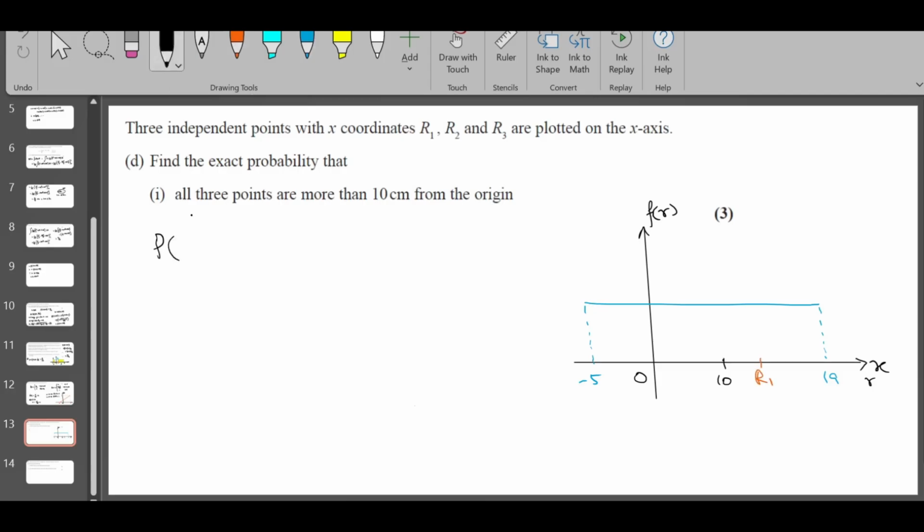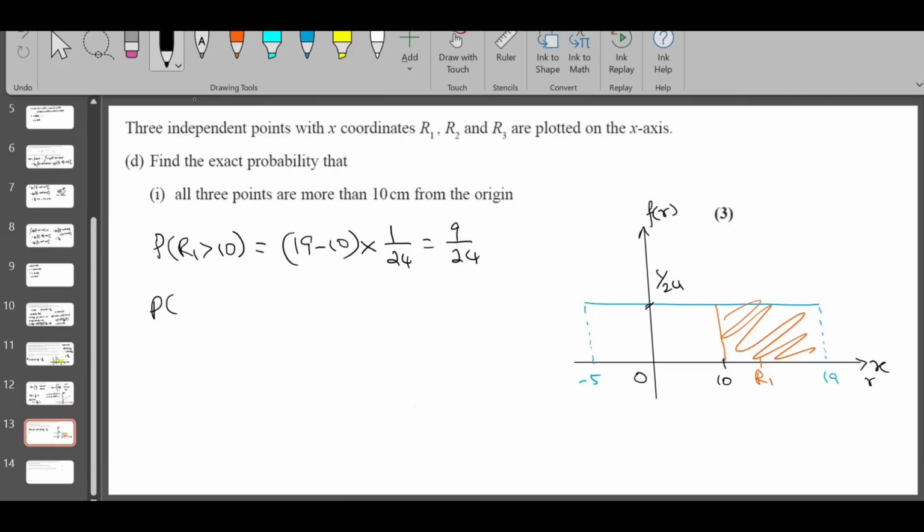So P of R1 is greater than 10. To find the probability, you need to find the area from 10 to 19. So that's 19 minus 10 times the breadth. Actually, this will be 1 over 24. So you get 9 over 24. It's the same thing for the second point also. R2 greater than 10 is 9 over 24. P of R3 greater than 10 is 9 over 24.